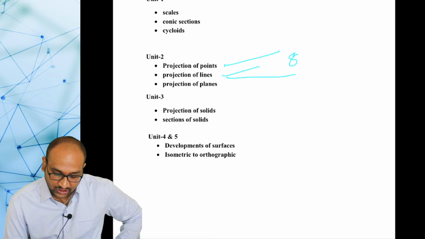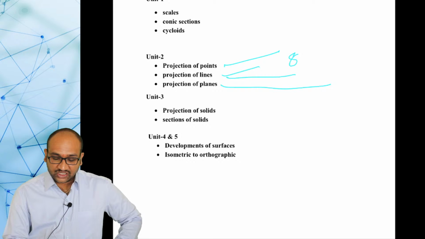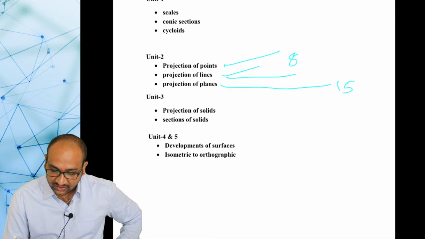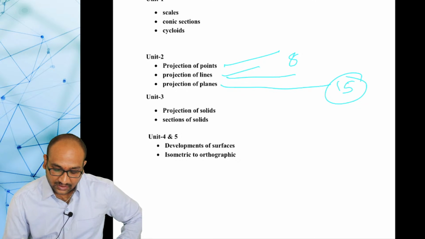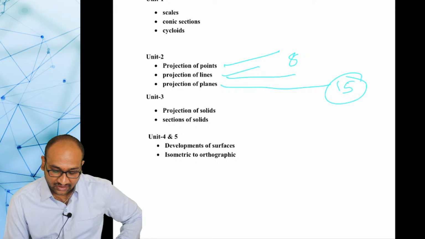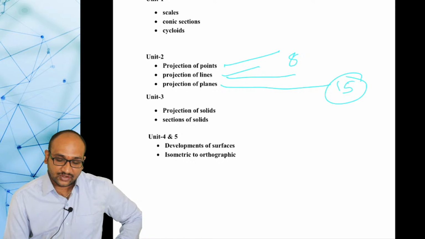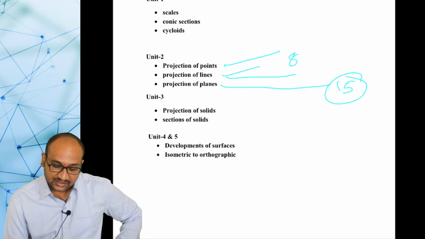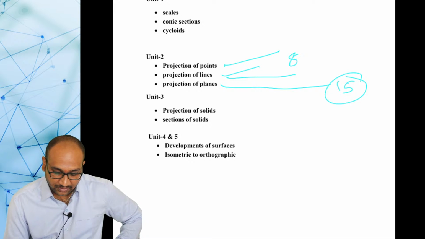So either projection of points or projection of lines in simple position. Okay, next, projection of planes also 15 marks question. Here we are having different types of planes like pentagonal plane, hexagonal plane, circular plane. This position of projection of planes they may ask in inclined to both planes, that is oblique planes. So these are the expected questions from second unit.